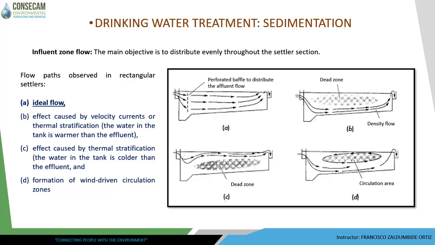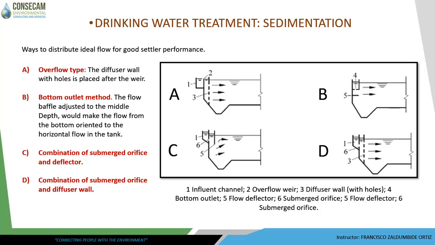In the same way, what is presented in figure D can occur, which, due to the action of the winds, forms circular currents on the surface that cause the failure of the settling tank. To avoid this type of flow problem, devices are usually placed to distribute the water correctly inside the settler. One of the most commonly used methods is the overflow, in which there is a diffuser wall with holes that is placed at the inlet of the tank. This is a wall with many holes strategically placed to redistribute the water flow evenly.